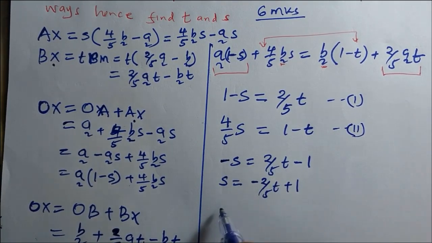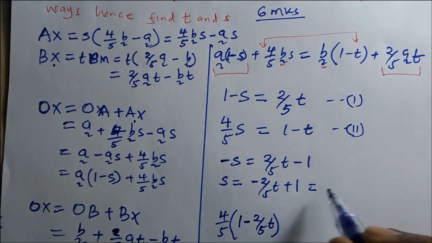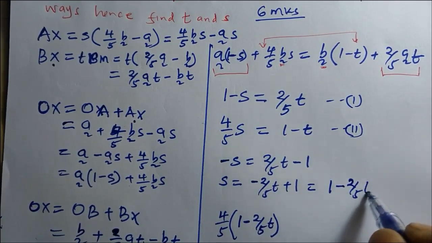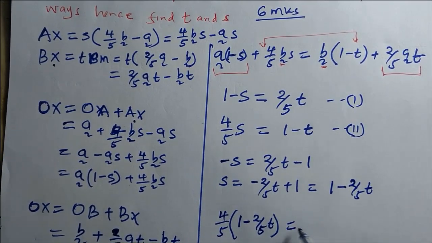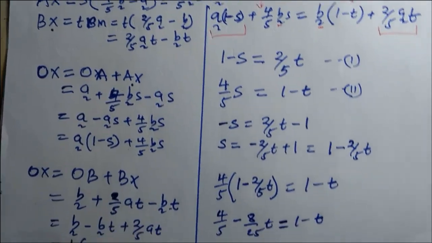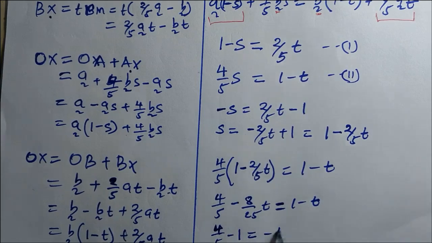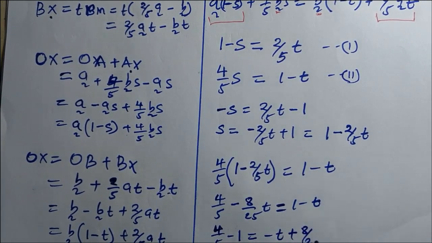So I will substitute here, we say 4 over 5S. Instead of S, I will say 1 minus 2 over 5T. This will be equal to 1 minus T. So open bracket, we will have 4 over 5 minus this times that, nothing cancels, so it will be 8 over 25T is equal to 1 minus T. Like terms together, you bring this there and this one here. So 4 over 5 minus 1 is equal to minus T plus 8 over 25T.